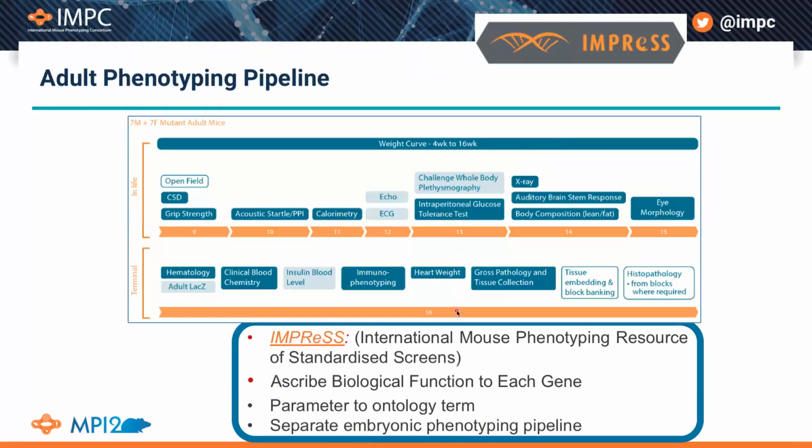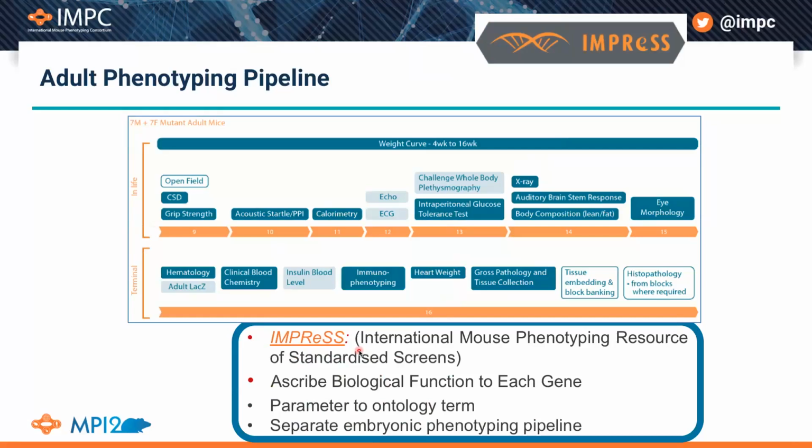At 16 weeks of age, we sacrifice the mice, and the centers do an extensive necropsy to get as much data out of these mice as possible. Each one of these boxes has a community agreed upon standard phenotyping protocol, and each of these protocols has data parameters that are then in turn associated with ontology terms. I'll talk a little more about that.